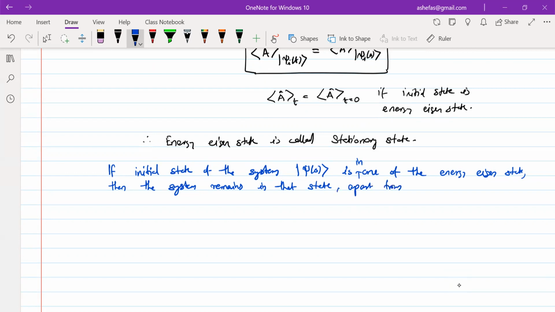Apart from an additional dynamical phase factor.